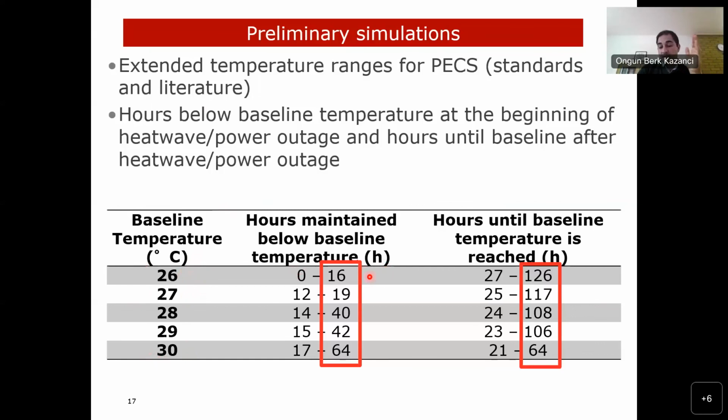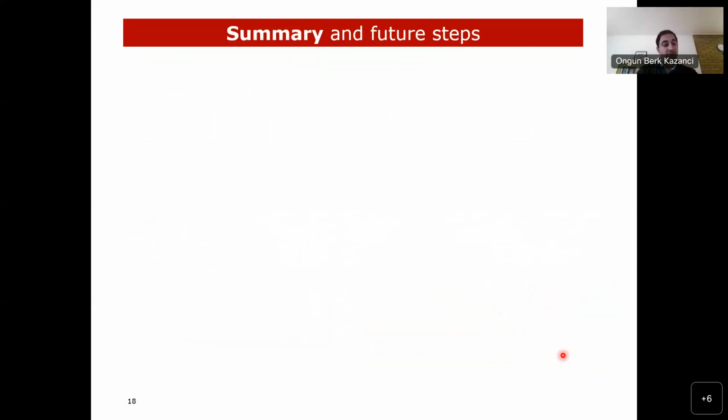Then basically what we can see here is that the PECS allows us to, again, use the building for a longer period of time. You can see it can go up from 16 hours to 64 hours. And also similar behavior once the heat wave is over and the power is back. It can allow us to occupy the building faster, as for example, we can get back to the building maybe after 64 hours instead of 120 hours almost. So a very quick example of how these systems can help.